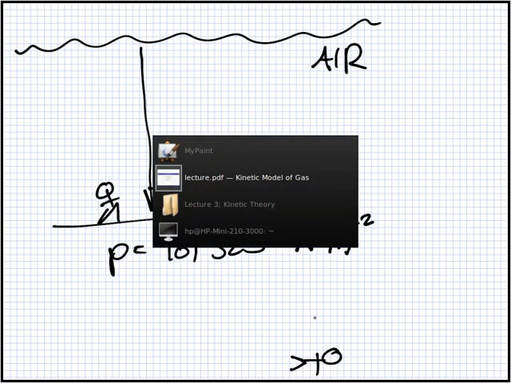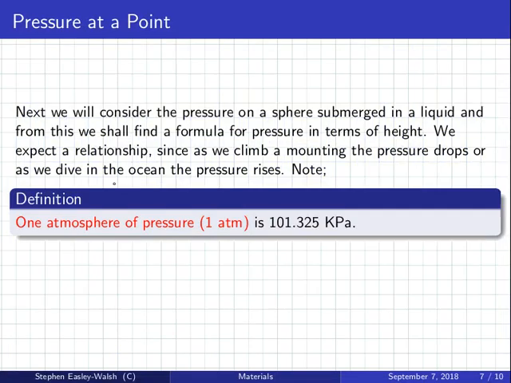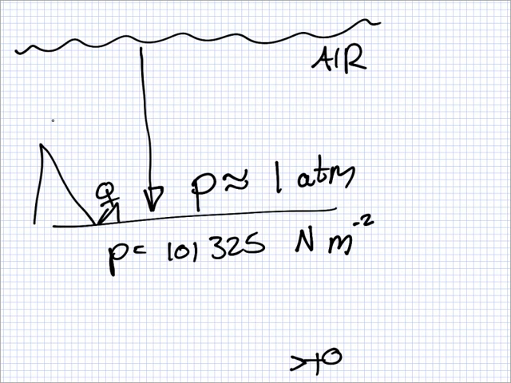Now, I should say this value changes, of course. For example, if you climb up to the top of a mountain, is the pressure greater or smaller? Smaller, yeah, because there's less air above you. And likewise, if you were to go to the bottom of a valley, it would be greater. So we say on average it's 1 atmosphere.